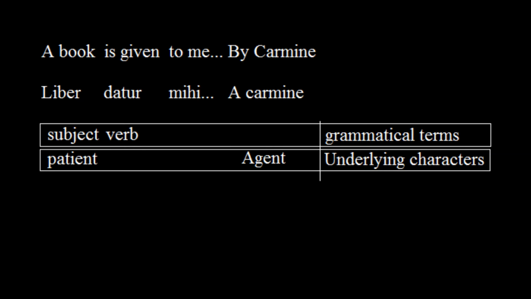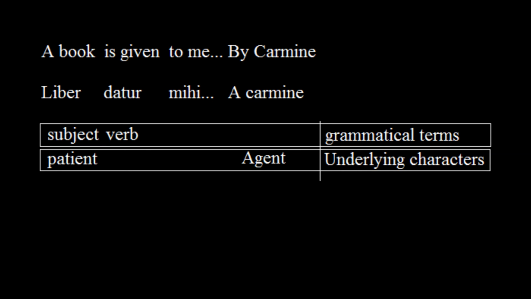The subject is the patient, which is something that happens in a passive construction. Liber datur mihi a Carmine. Now remember, it's liber, not liber, which means something else. Liber can mean free or other things. But anyways, liber. In English, a book is given to me by Carmine.